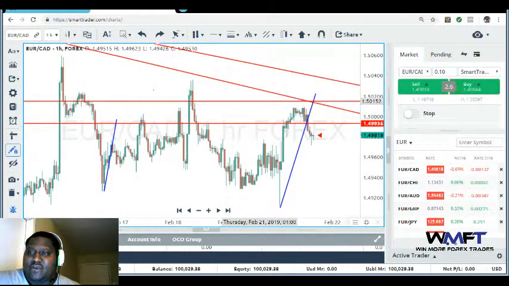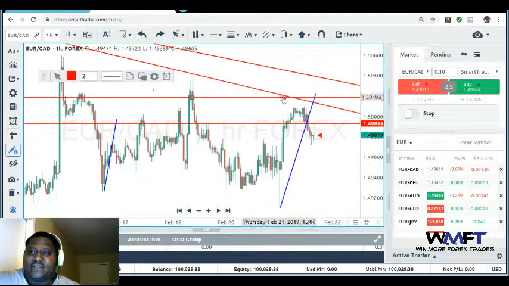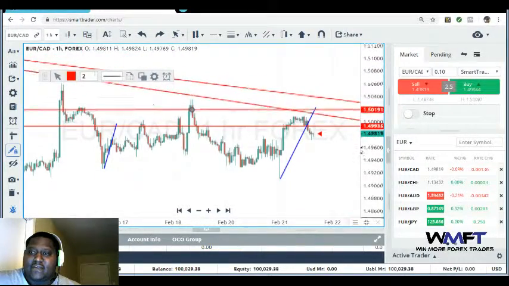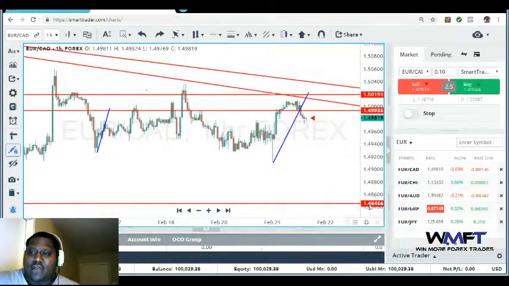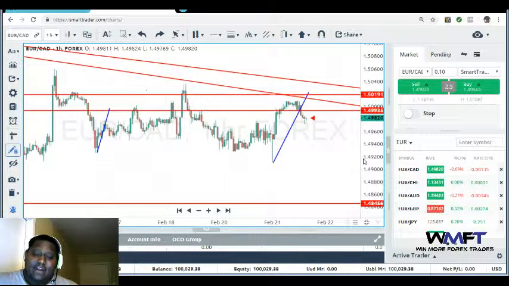See if we can move it up. All right. So there's my stops. That is my stop loss. And my target is going to be 4845. My target, 1.48456. All right. And I am selling the market. The order has been placed.